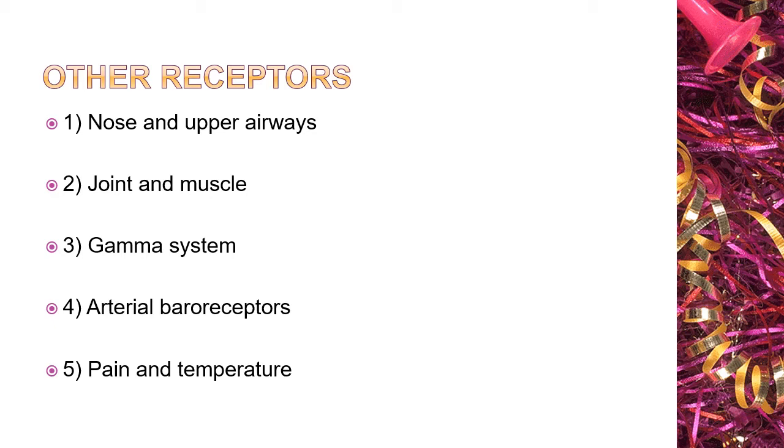And then we have the gamma system. And what about the gamma system? If you can recall, or if you have learned about the alpha motor neuron and gamma motor neuron, we know that we're talking about the muscles, and the alpha motor neuron is involved in voluntary response, whereas with the gamma motor neuron, in the gamma system, we're talking about the involuntary response.